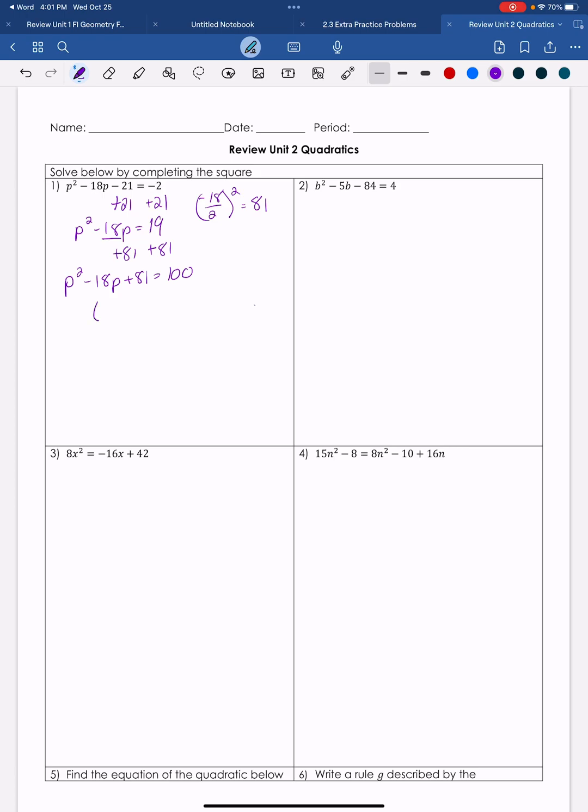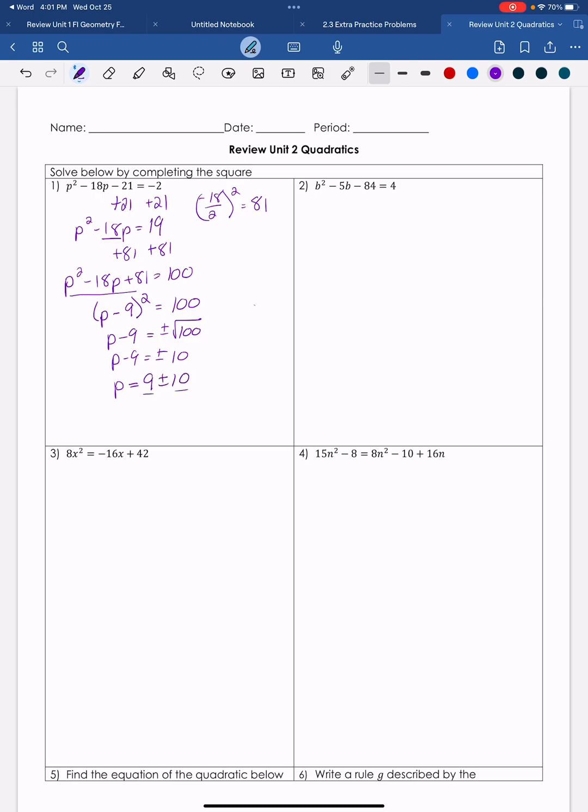I am going to factor this. I made it factorable, so you don't have to worry about a box method or anything like that. I know that this factors to be p minus 9 squared is equal to 100. I take the square root of each side. Make sure that you do plus or minus the square root of 100, so p minus 9 is equal to plus or minus 10. When I add, my answer is going to be 9 plus or minus 10.